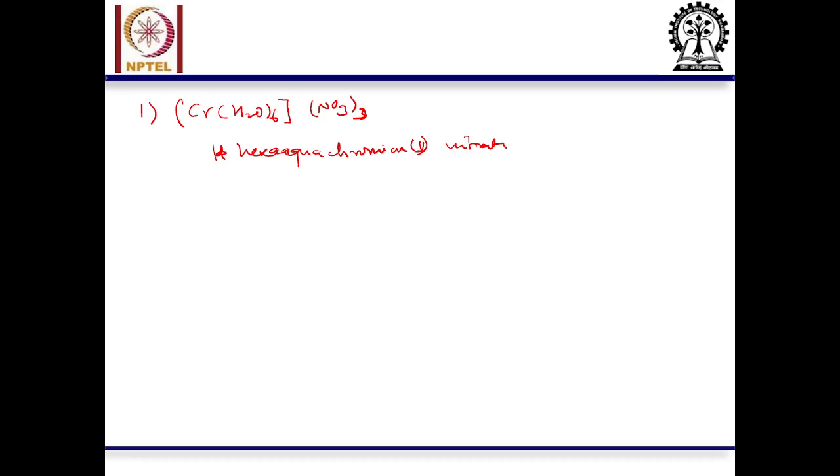So this is an ionic compound. So we have to write first the cation, and then we have to write the anion. So the cation is written fine, then there should be a space. You have written correct hexaaqua chromium(III) nitrate, but there is a space between the cationic and anionic parts, so that we can differentiate it is an ionic compound.